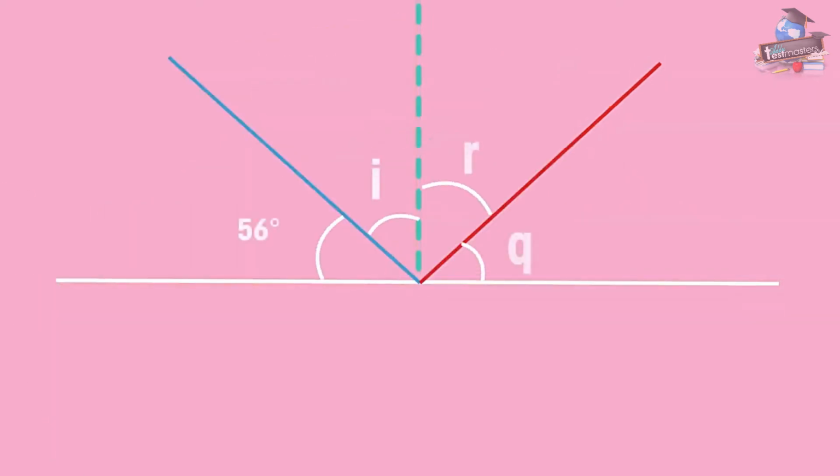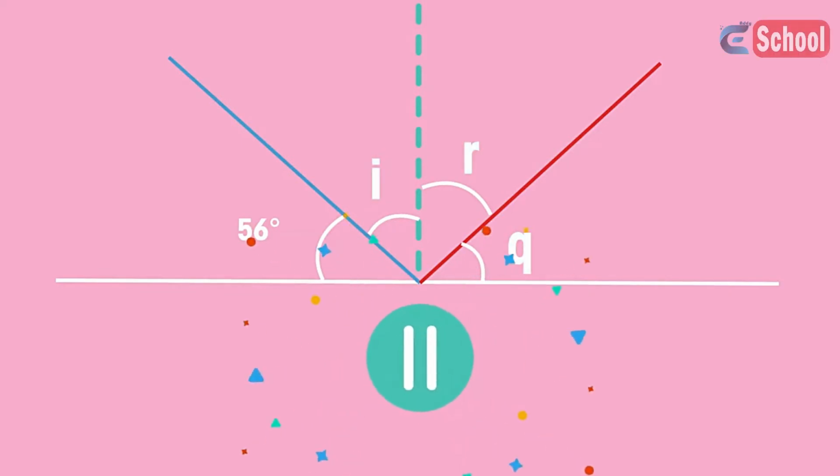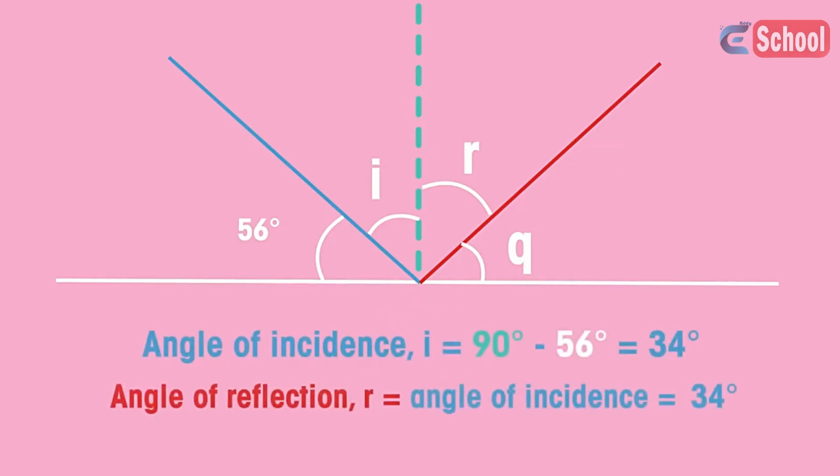In this question, can you work out the size of angles I, Q and R? Pause the video and work them out. Did you get the angle of incidence as 34 degrees? And the angle of reflection is also 34 degrees. And angle Q is 56 degrees.